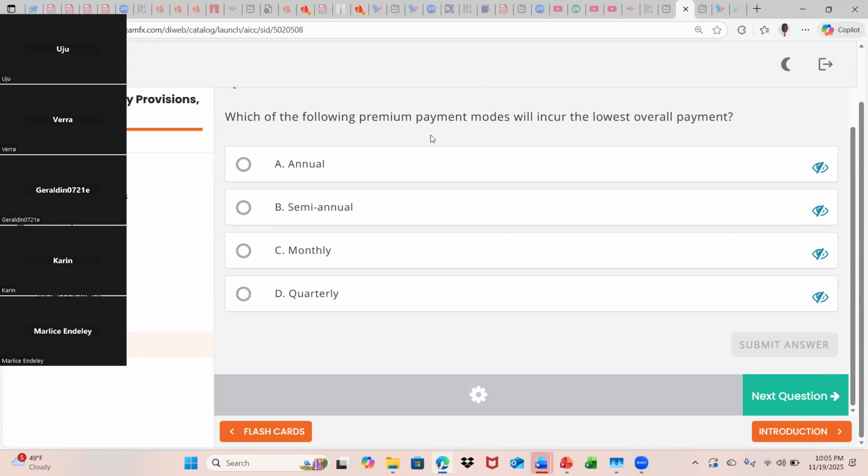Which of the following premium payment modes will incur the lowest overall payment? Okay.